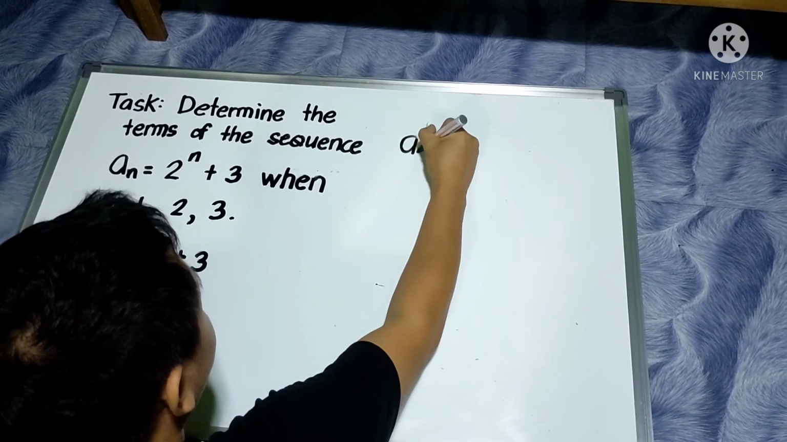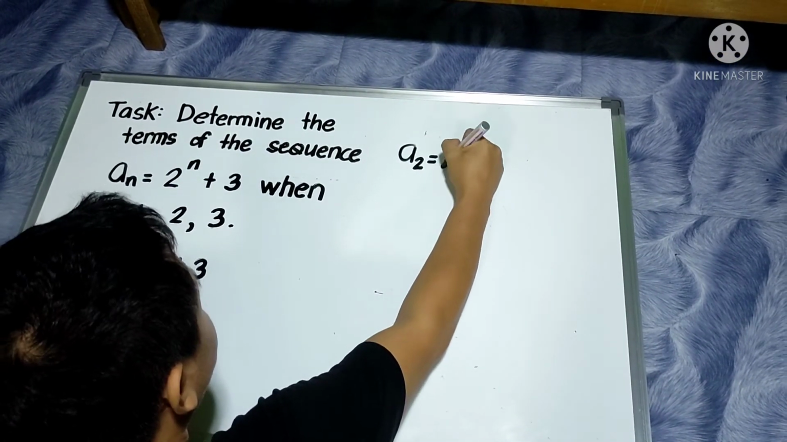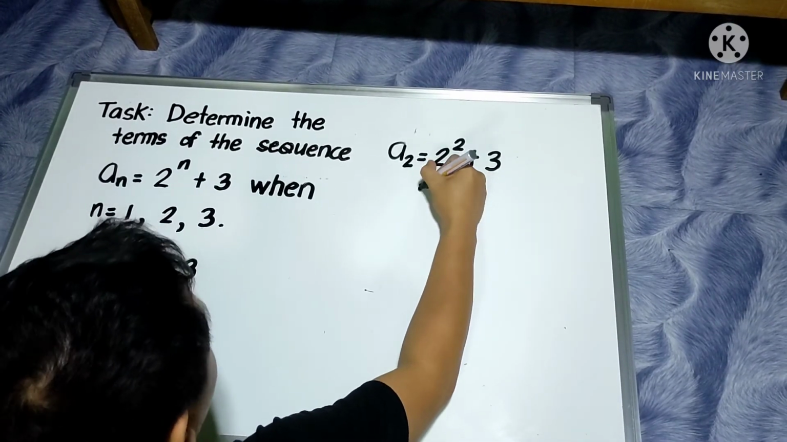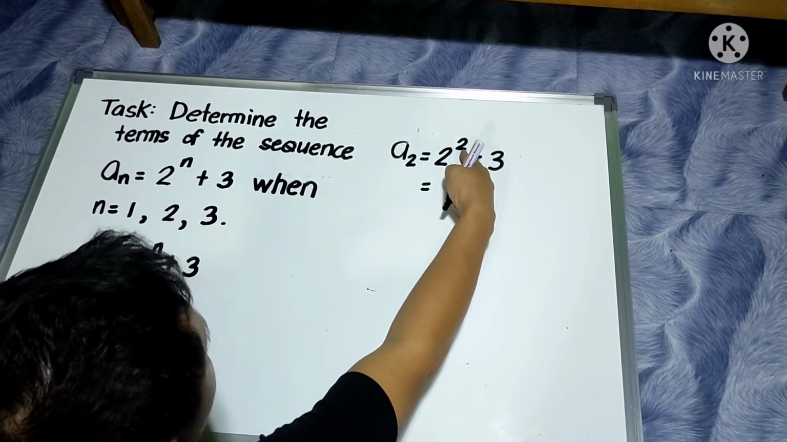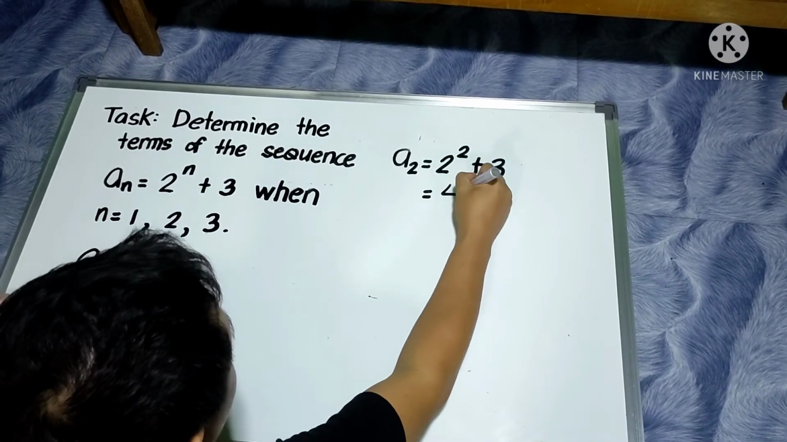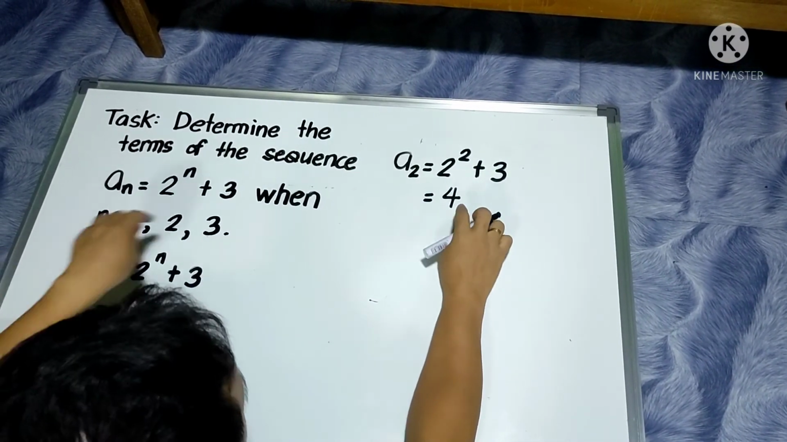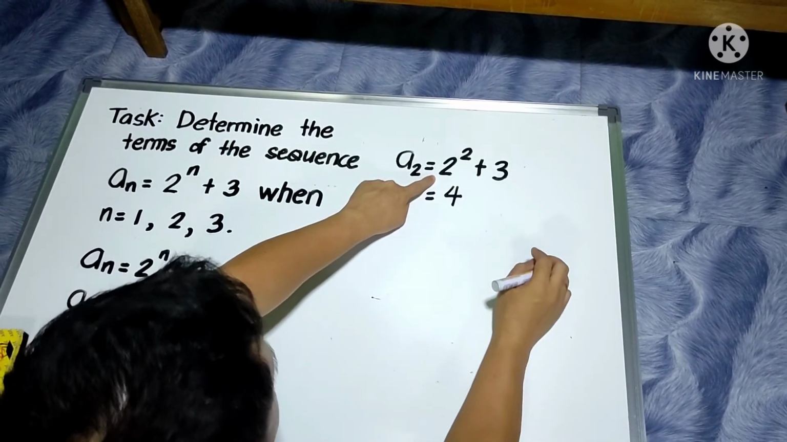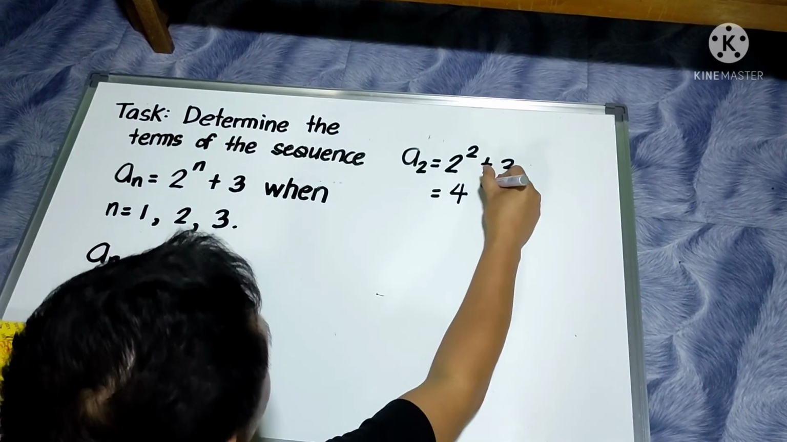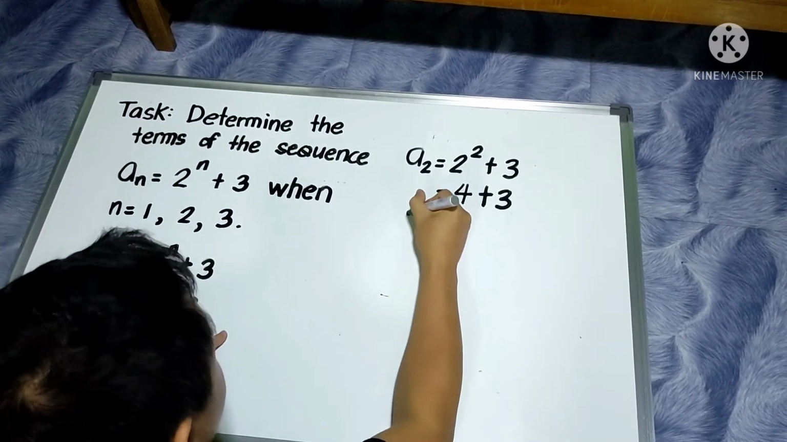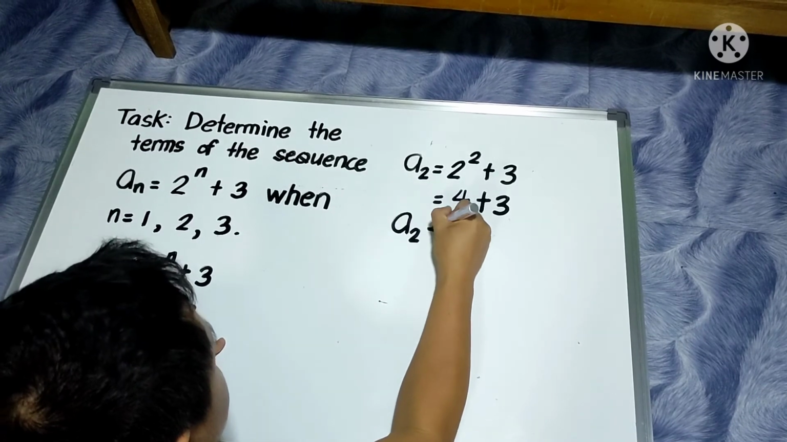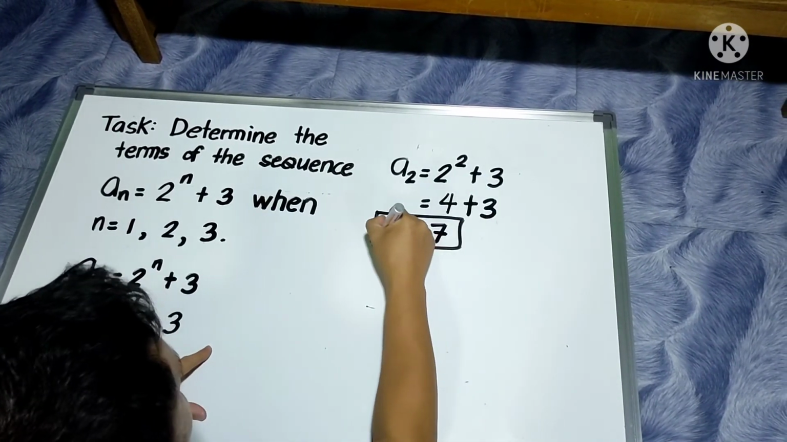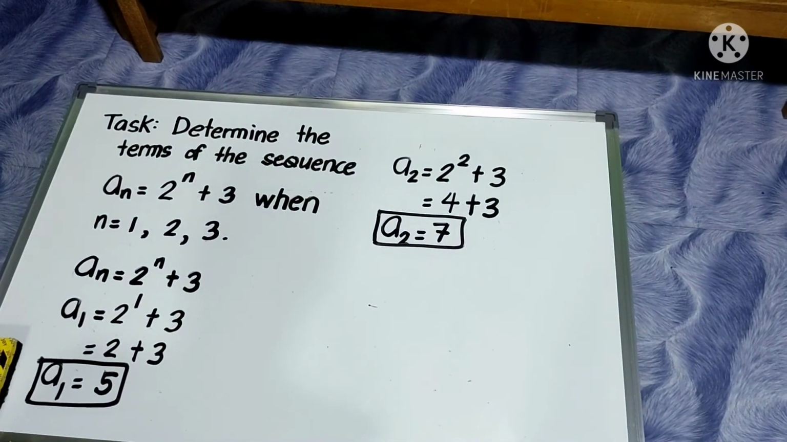A sub 2 is equal to 2 to the exponent of 2 plus 3. 2 to the exponent of 2 is equal to 4. Why 4? Because you are going to multiply the base by itself twice. So 2 times 2 is 4. Then copy, plus 3. Therefore, your a sub 2 is equal to 7. And we are not yet over.